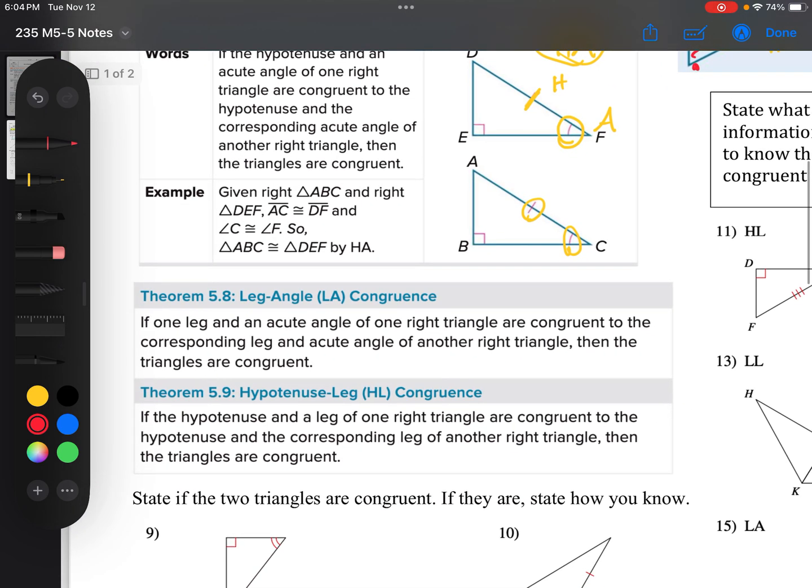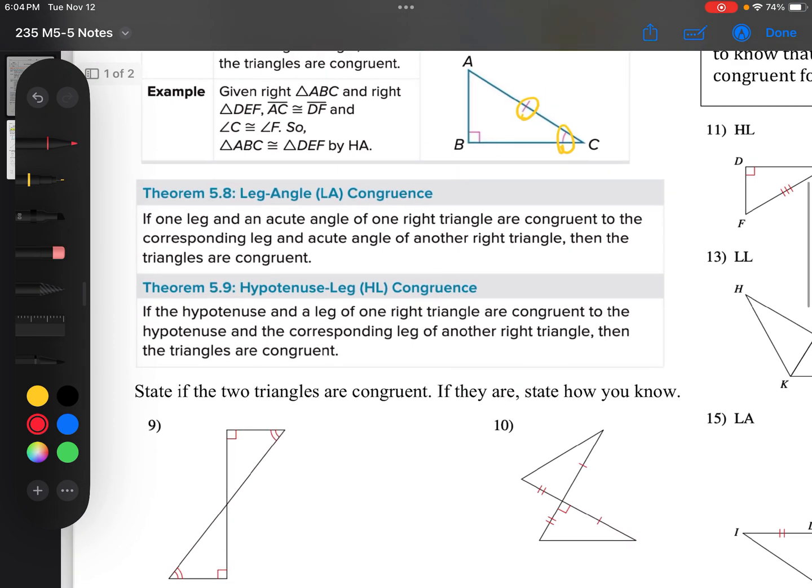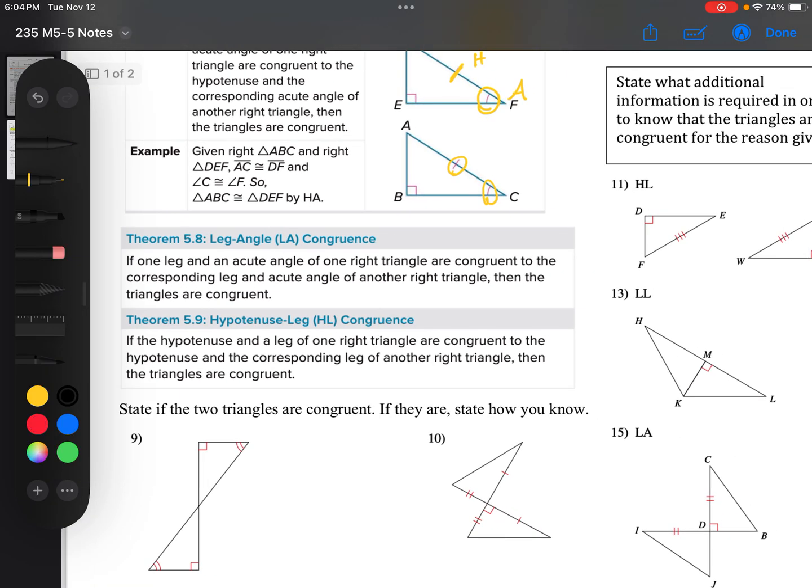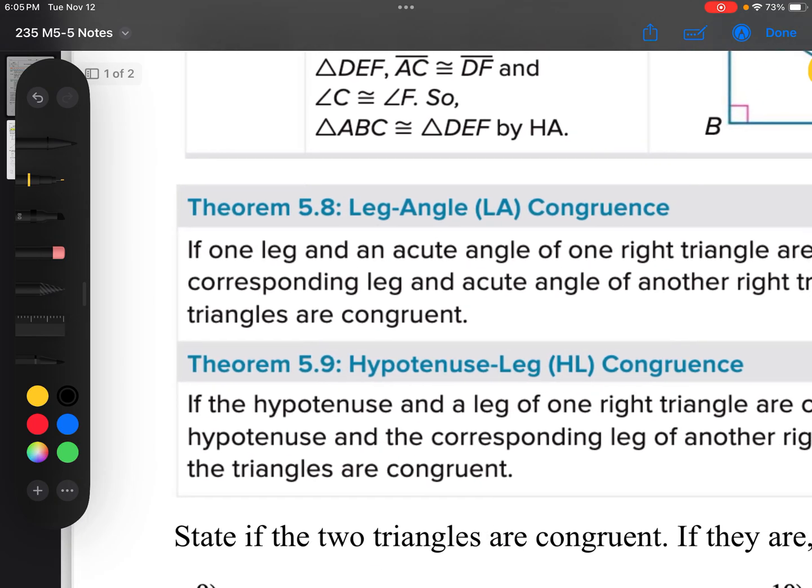Okay? The other one we're going to learn is leg angle. So if one leg and an acute angle of a right triangle are congruent to the corresponding leg and acute angle of another right triangle, then the triangles are congruent. So just to do a little tiny drawing of that, I'm going to do two right triangles here, or try to get them as right as I can.